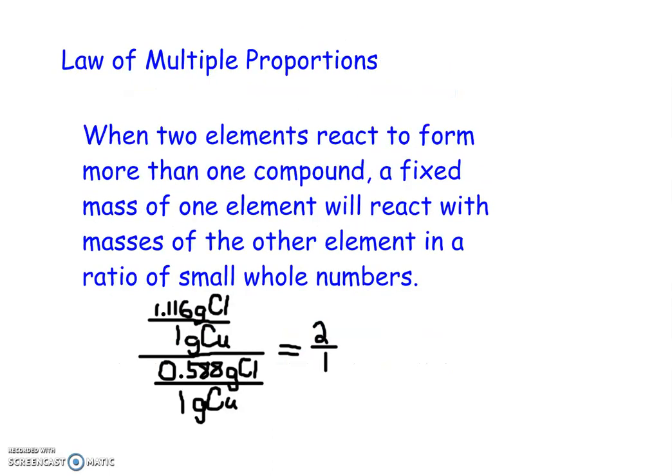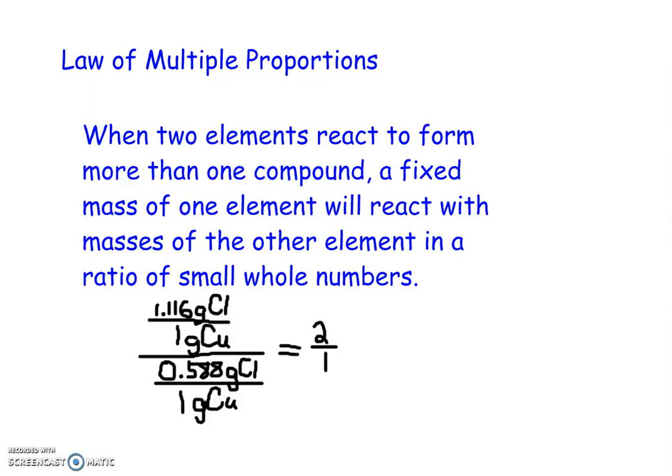The law of multiple proportions is talking not about a single compound, but when two or more elements react to form more than one compound. So we talked about how we can get transition metals to form with multiple charges and therefore have multiple formulas. For example, copper and chlorine can react as CuCl or CuCl2. This is what the multiple proportions is talking about.